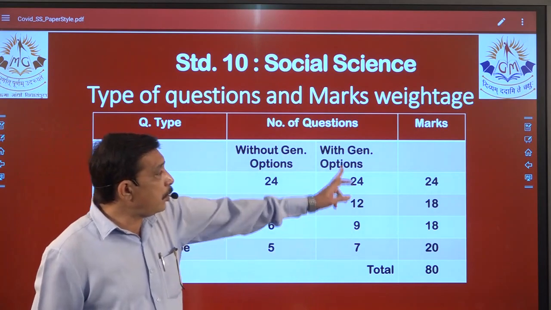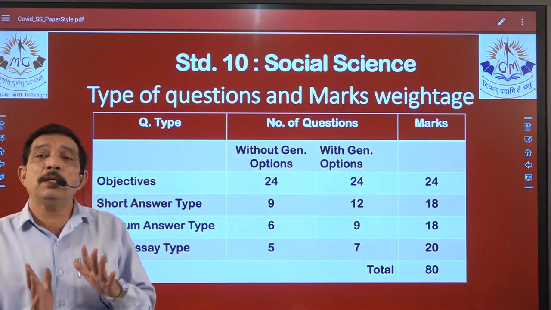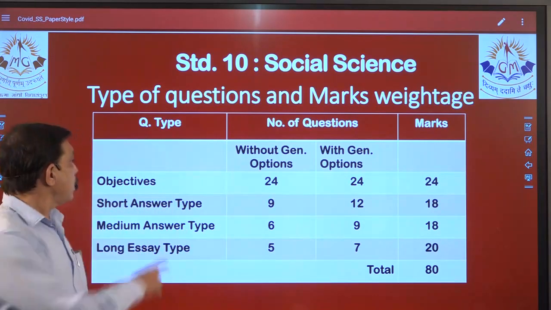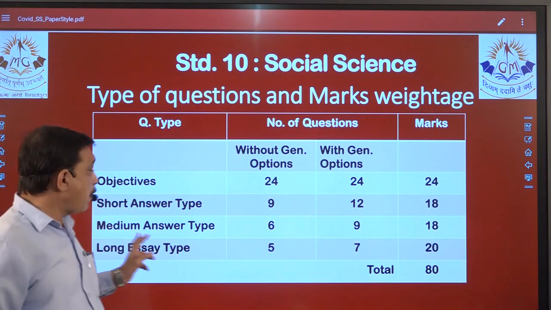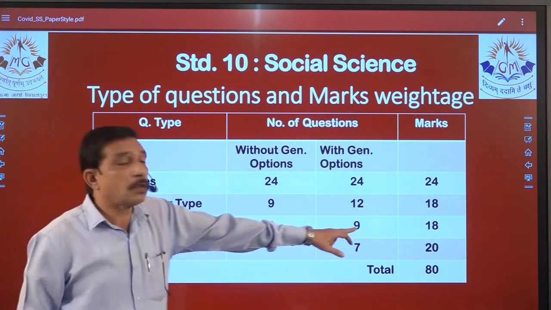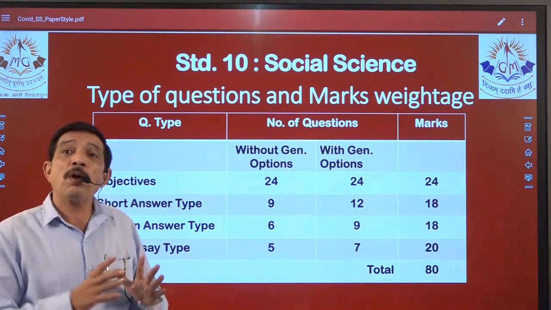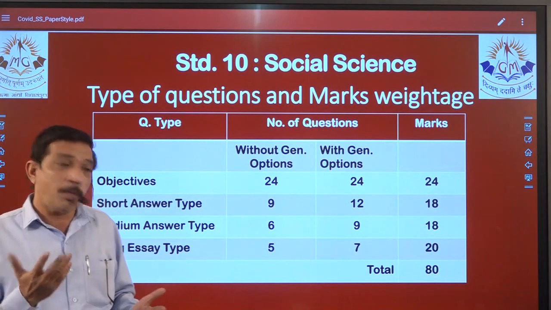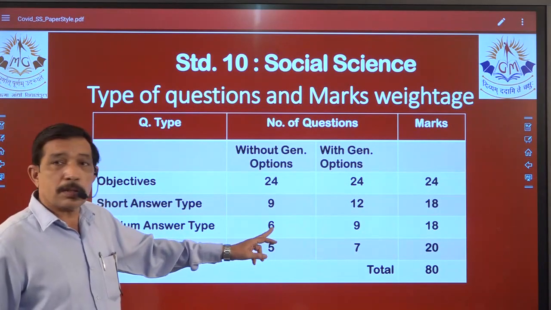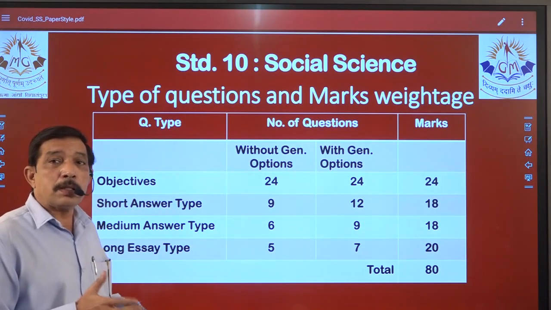Now a bigger choice. With general options, section A has 9 questions, section B is the objectives, and section C will be the medium answer type, which will have a total of 9, out of which 6 are compulsory. So you have 3 questions extra, from which you have a broader option. Compulsory 6, 6 3s are 18 marks dedicated for section C.